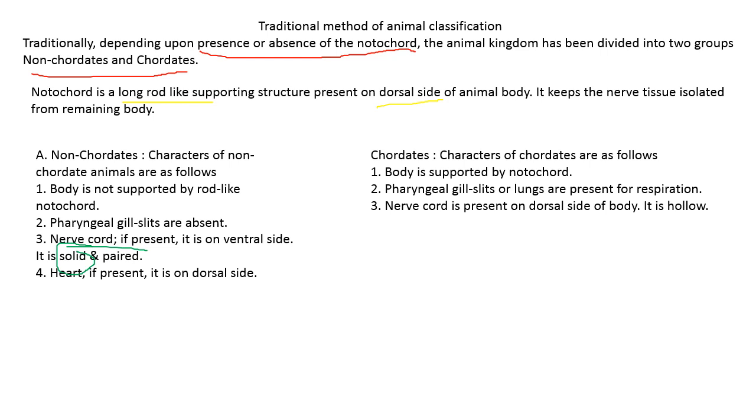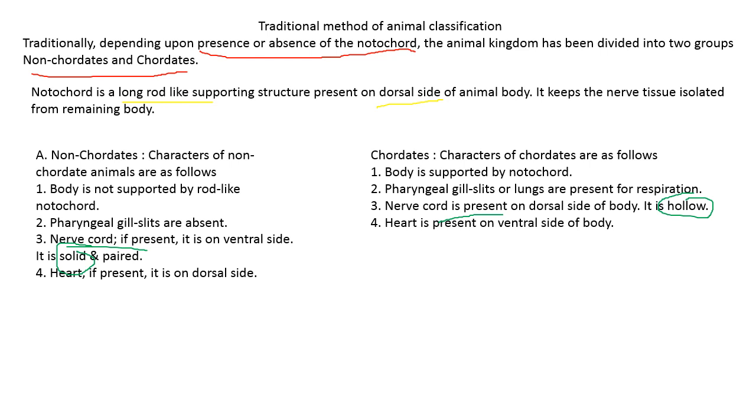If it is present, that will be solid. But in chordates the nerve cord is present, meaning it has to be there, on the dorsal side of the body, the back side, and it is hollow, meaning there is an empty space in the nerve cord. Okay, so that is what distinguishes chordates from non-chordates. And the heart is present on the ventral side of the body. Okay, so why is it given like this? It can be asked for distinguishing also.